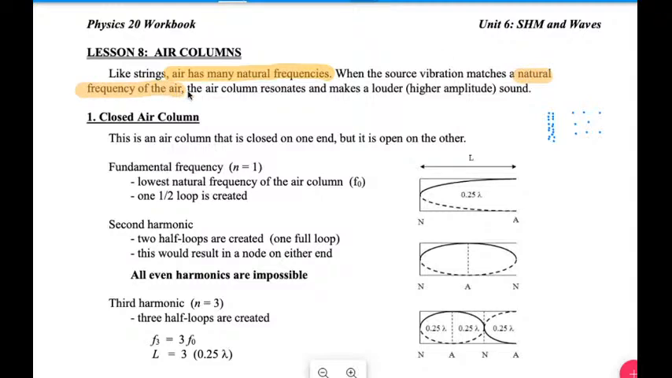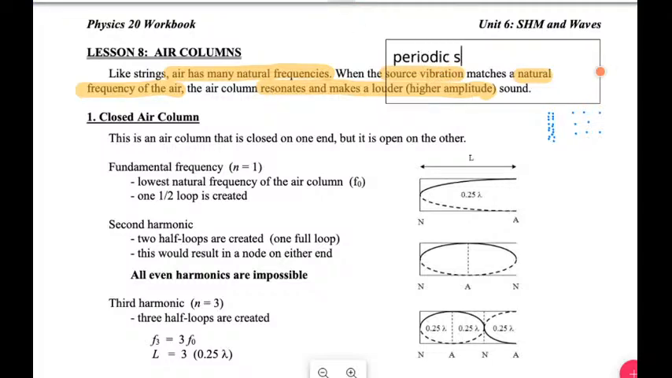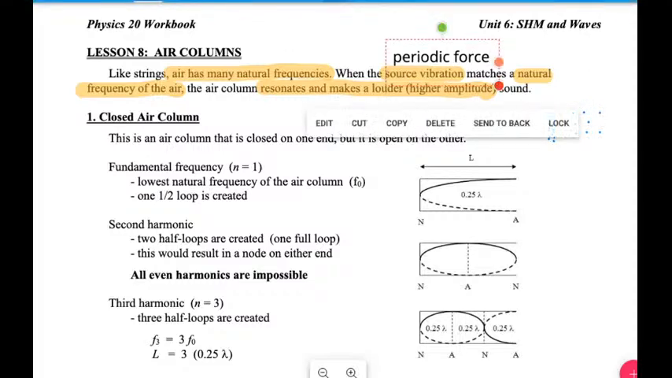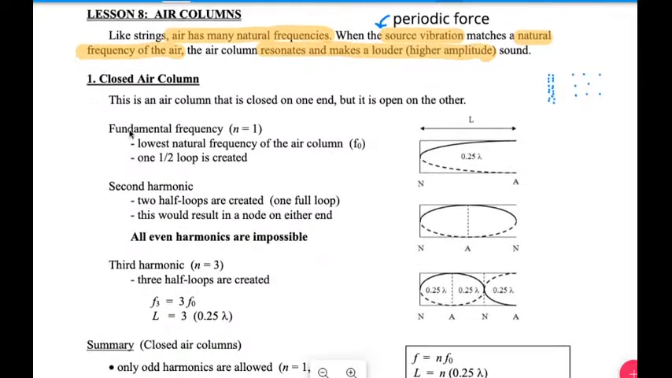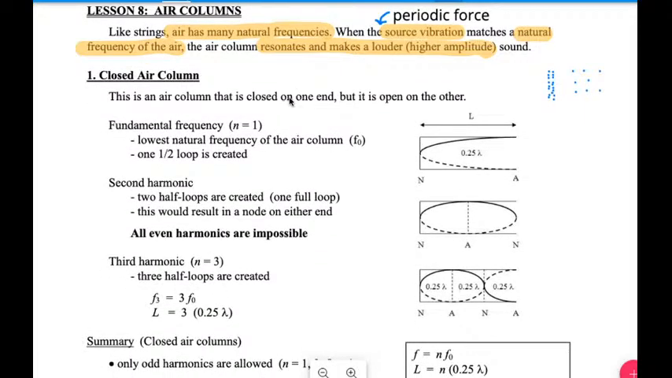So it kind of depends on the air you're in and the instrument you're working with, but there will be certain frequencies that resonate, and just remember that resonate means that we're increasing the amplitude, making it louder with a higher amplitude, and that's because our periodic force, or our source vibration, that could also be known as our periodic force, will be matched up with the natural frequency of the air. So this is going to look pretty familiar, very similar to strings.